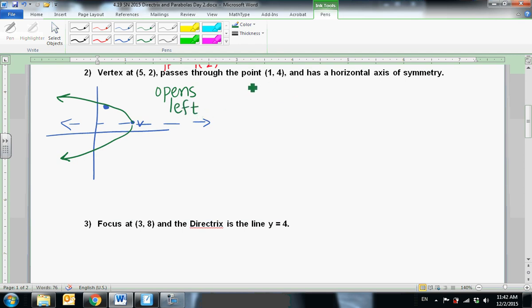Which means we're using the equation x equals 1/(4p) times (y minus k) squared plus h. Okay, what have we been given? The vertex. So we know h and k.